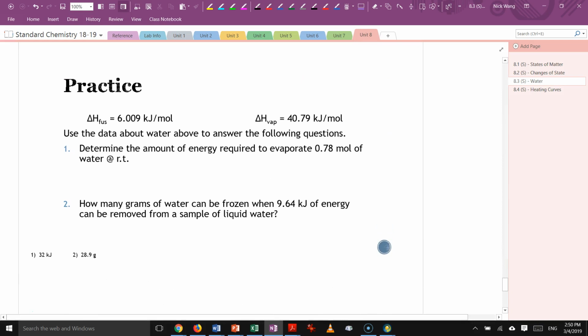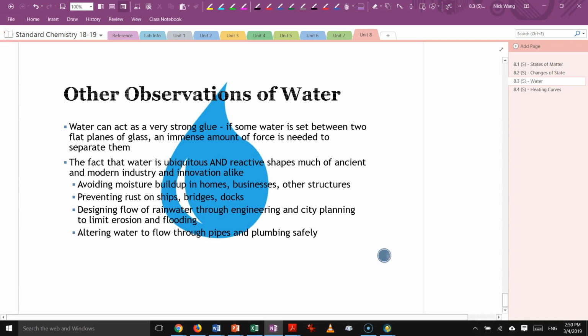Here are some practice problems, really just two, giving you some work to try these out on your own. And make sure you read the questions carefully. If you haven't done so, make sure that you do set these up appropriately, and that you follow the significant figures. And then finally, to wrap this up, other observations of water in this entire set, of course, is discussing water.